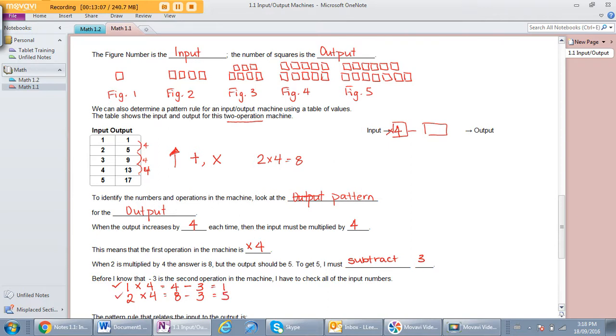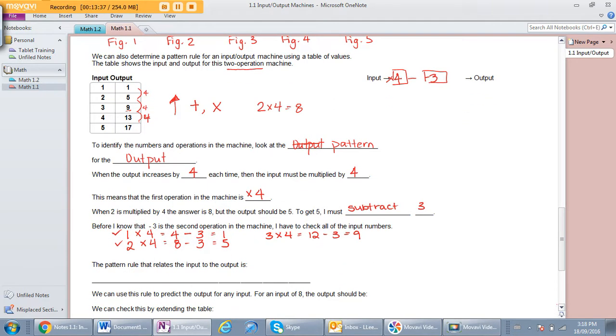Let's try 2. 2 times 4 equals 8, and 8 minus 3 equals 5. That works. I'm going to try one more just to make sure, and then I can presume that my second operation of subtracting 3 for this table of values is correct. So 3 times 4 equals 12, and 12 minus 3 equals 9, which is the third number in my output machine. So I know that the second operation is to subtract 3.